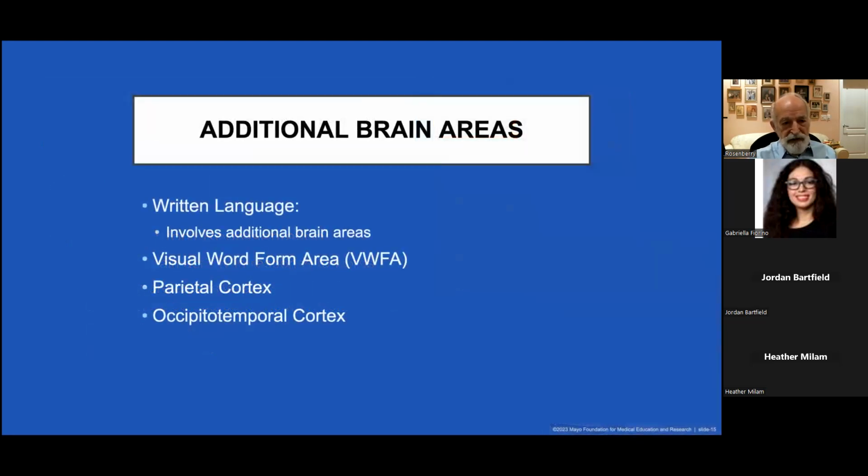Additional brain areas are involved in written language, visual word form areas, VWFA, the parietal cortex and the occipital cortex. These are just examples of where the impulses are integrated and represented in representations. Next slide.